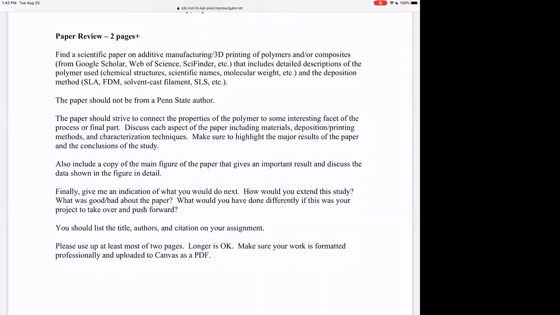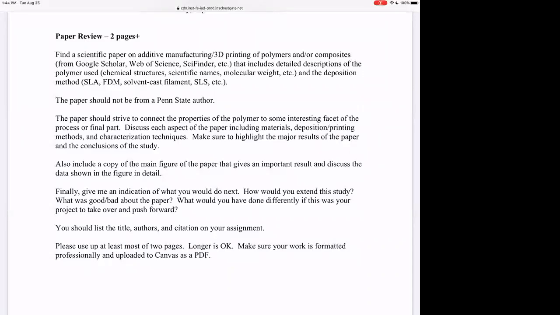But of course, you all have your own interests. Some people might be interested in aerospace applications. Some people might be interested in consumer goods. Some people might be interested in metals. And so you'll have to find a polymer additive focused paper that has something to do with your interest, but that's up to you.